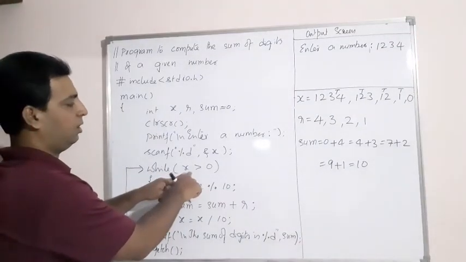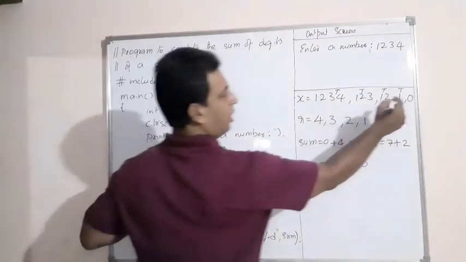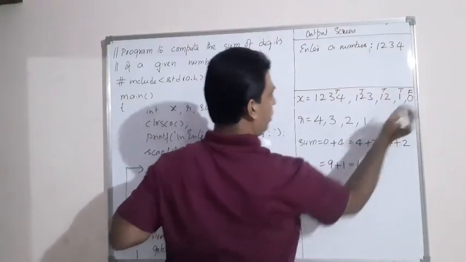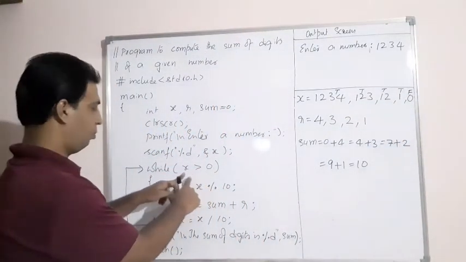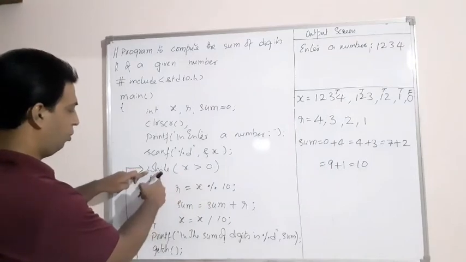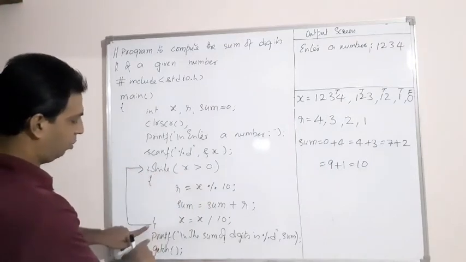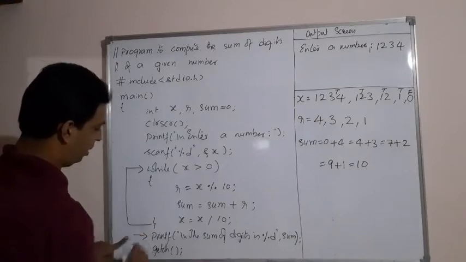What is the condition? Is x greater than 0? Is this x greater than 0? No, because x is 0 here. 0 greater than 0 is false. So once this is false, the execution will go out of the block of while and will go to this line, which is printf statement here.